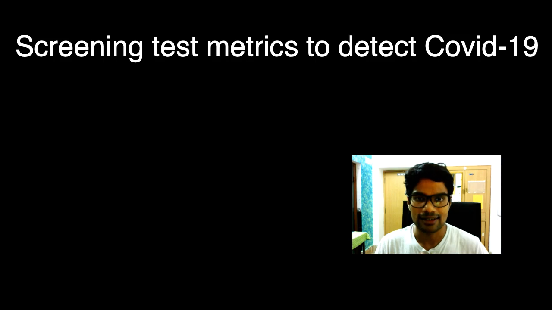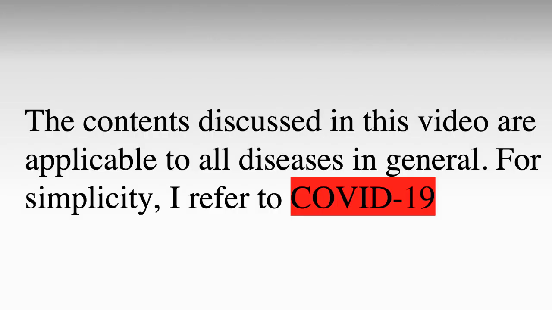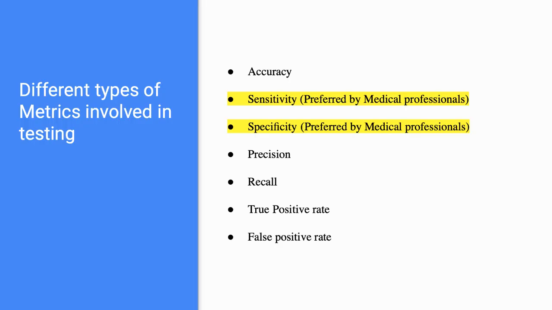So let's get started. Though the contents discussed in this video are applicable to almost all diseases in general, I'm just referring to the disease condition as COVID-19, just for simplicity's sake. There are different metrics involved in testing. One and the foremost is the accuracy, which is really common and almost everyone knows about it. I'll be discussing it shortly.